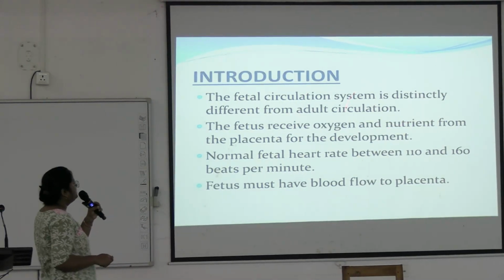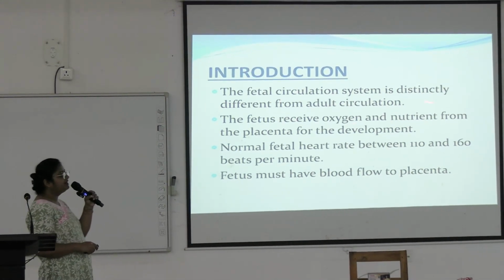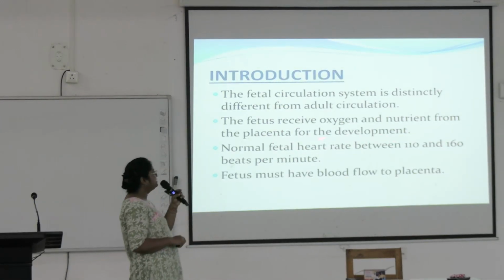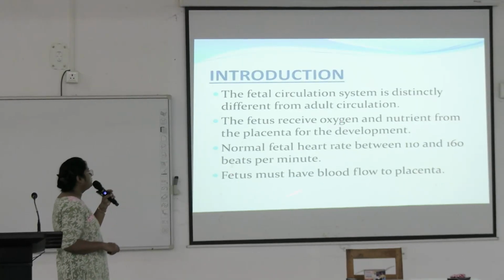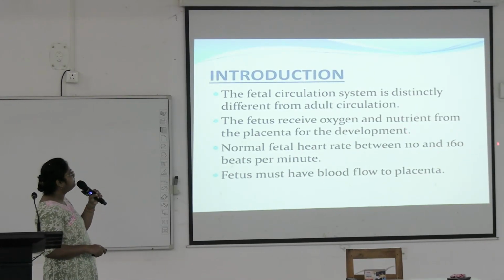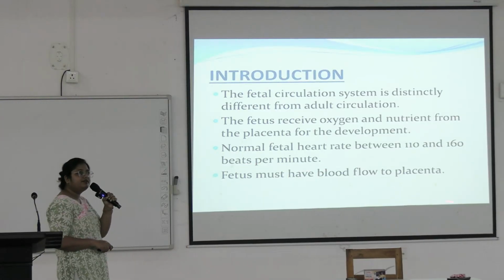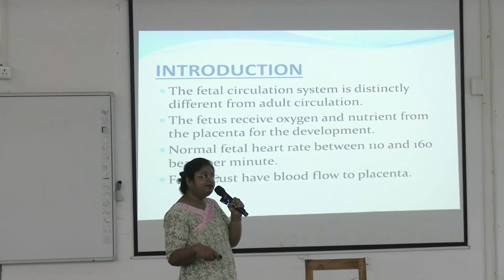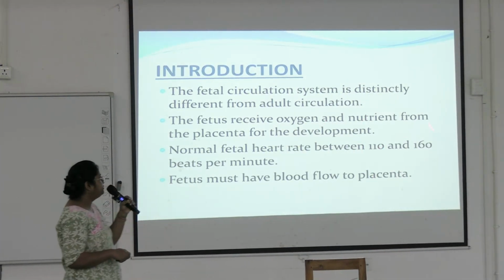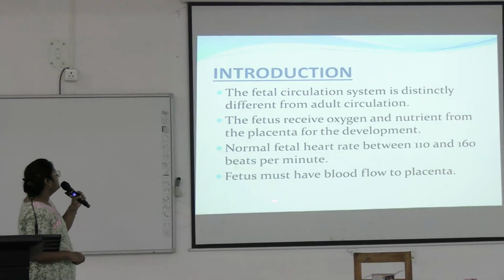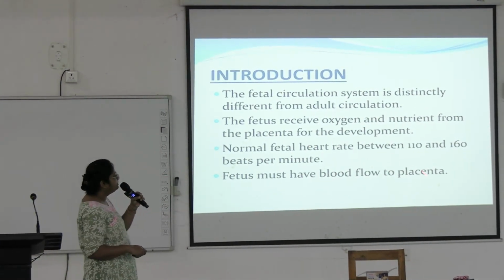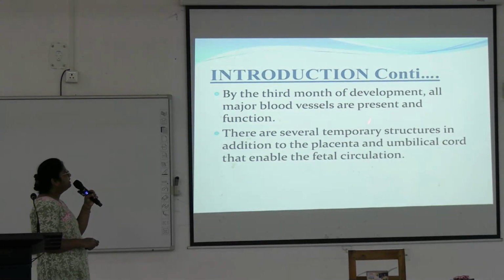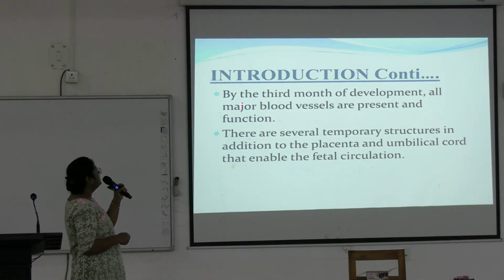So the fetal circulation system is distinctly different from the adult circulation, and the fetus receives oxygen and nutrients from the placenta for development. Normal fetal heart rate is between 110 to 160 beats per minute. In adults heartbeat ranges from 70 to 100, but in the fetus it is 110 to 160 beats per minute, and the fetus must have blood flow to the placenta. By the third month of development, all the major blood vessels are present in the fetus and they function.